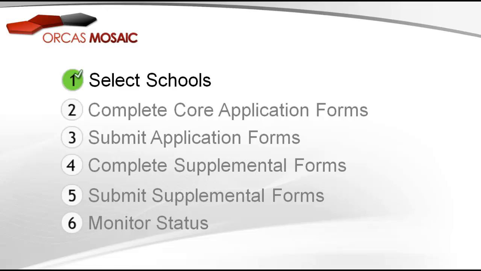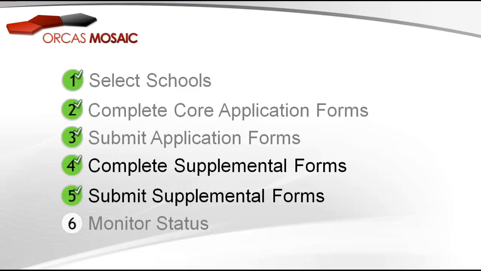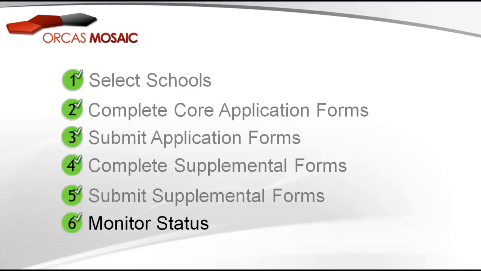In Step 1, you will select the schools you wish to apply to. In Steps 2 and 3, you will complete and submit your core application forms. This will include preliminary information and your application fee payment. In Steps 4 and 5, you will complete and submit your supplemental forms such as parent and student essays and teacher evaluation requests. Finally, Step 6 allows you to monitor the status of your application. Let's take a closer look at each step.